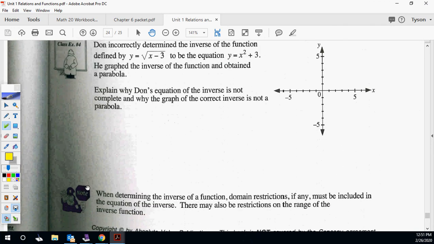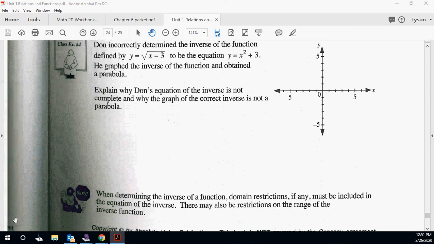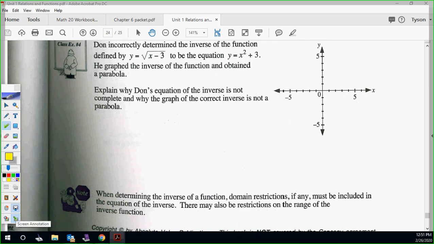All right, so Don incorrectly determined the inverse of the function defined by y equals the square root of x minus 3 to be the equation y equals x squared plus 3. This is also one they like to try to trick you with. He graphed the inverse of the function and obtained a parabola. So this was his graph. He did the inverse and got x squared plus 3. Explain why Don's equation for the inverse is not complete, and why the graph of the correct inverse is not a parabola.